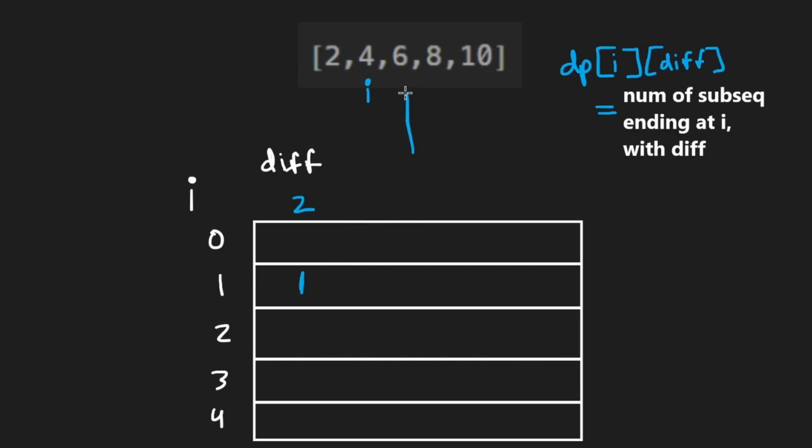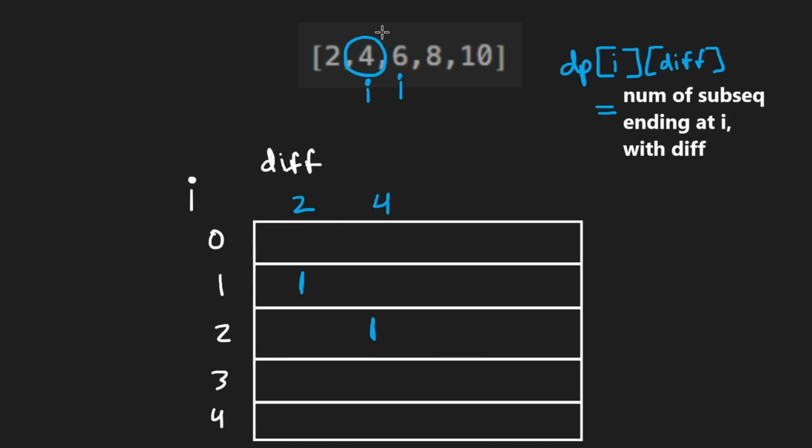So now we shift our I pointer here to 6 and we start over. So from 2 and 6, what's the difference? It's 4. So now at index I, which is currently 2, with a difference of 4, we're going to insert a 1 over here. Now we looked at 2. Next, let's look at 4.